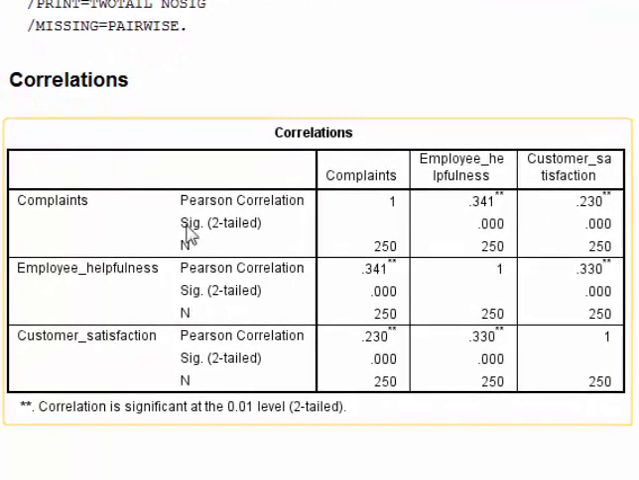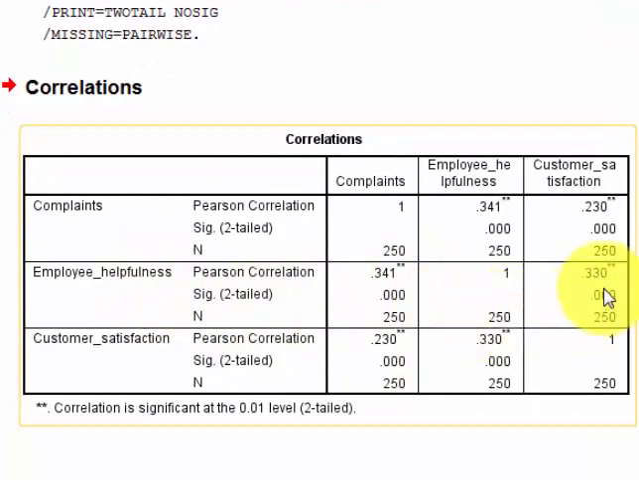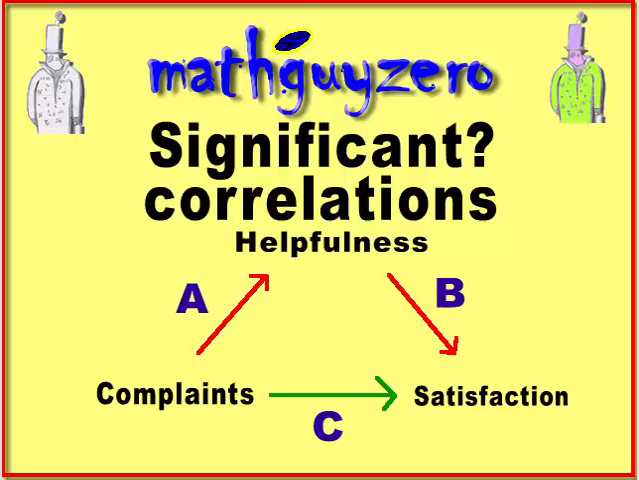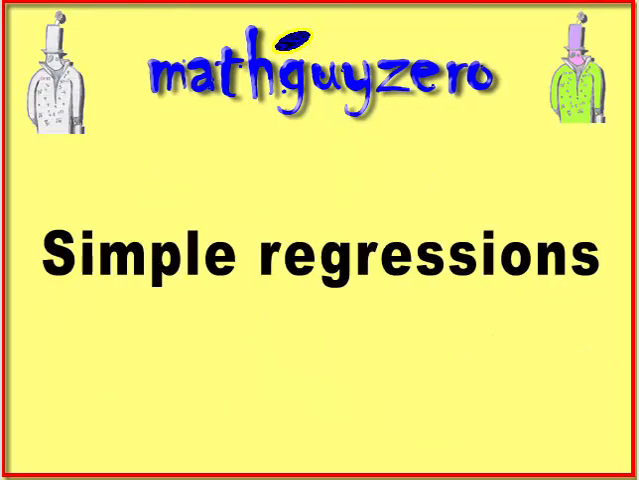And so complaints to employees, significant, positive. Complaints to customer satisfaction, significant. Employees to satisfaction, again, we got significance. So we're good to go. Yep, they're all significant. So let's keep going. So this is where you get your data to plug into your Sobel calculator.